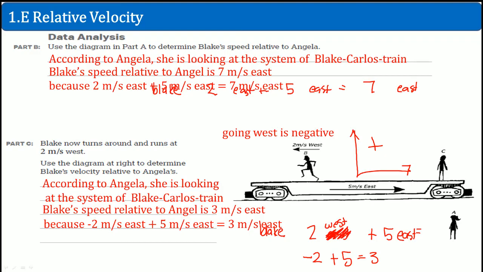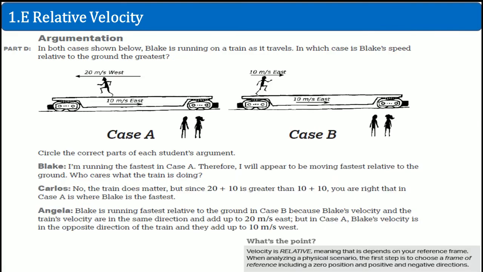Because again, going west is negative. So if it's a positive 3, I said going east. Okay? Because velocity depends on direction. All right. So here are the cases. Okay? You're going to circle the correct part of each student's argument.